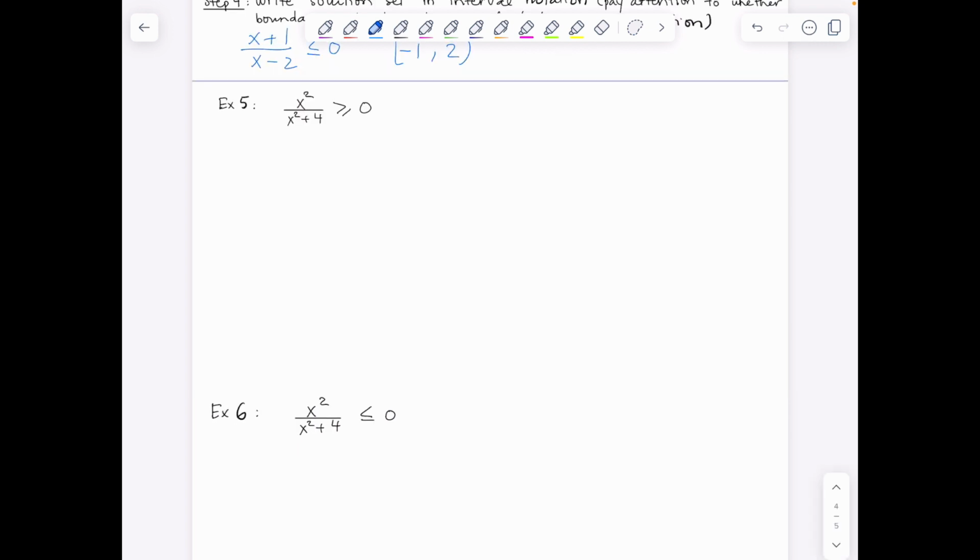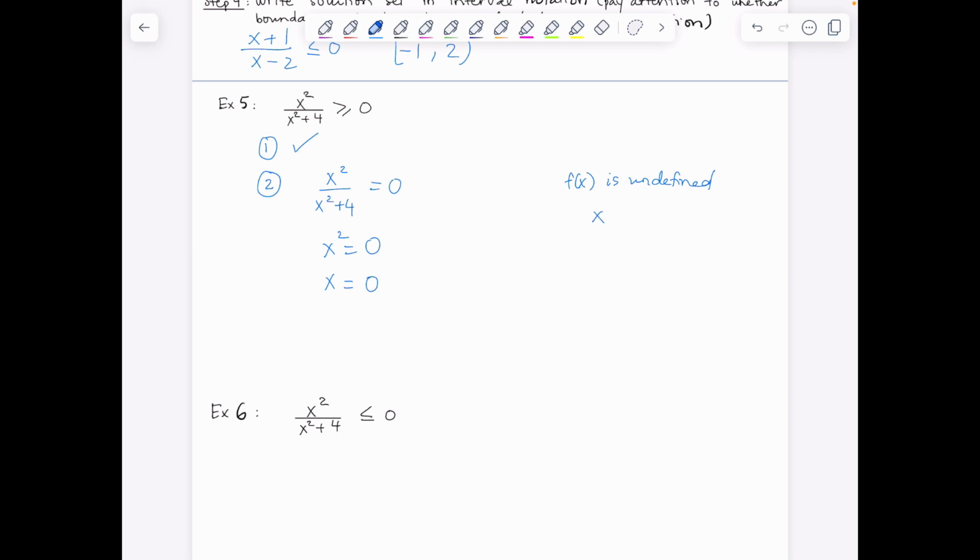Let's try this next example. X squared over x squared plus 4 is greater than or equal to 0. Step 1, we want to make sure the other side is 0, and it already is. So put a check mark there. Step 2 is where you find the boundary point. So look into two scenarios where the function is equal to 0 and where the function is undefined. So equal to 0, that means the numerator has to be 0. Therefore, x is equal to 0.